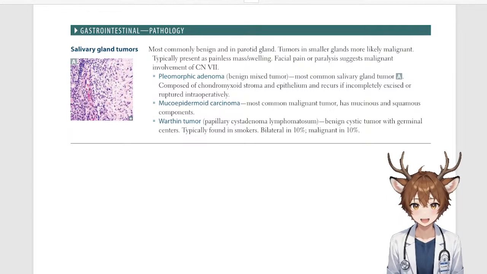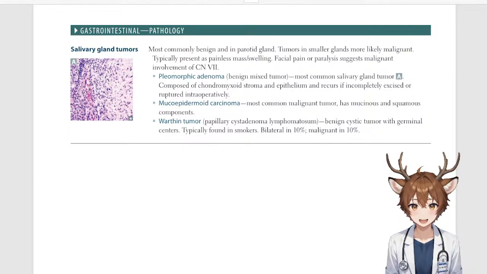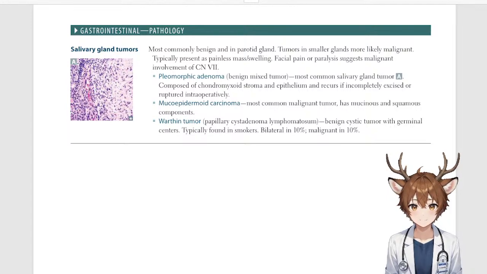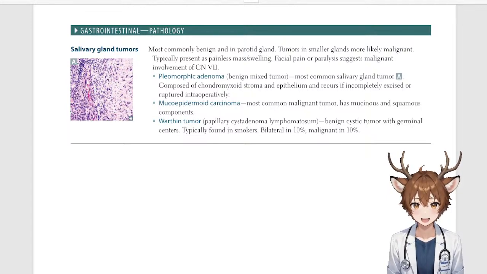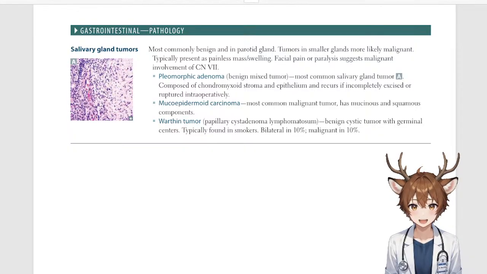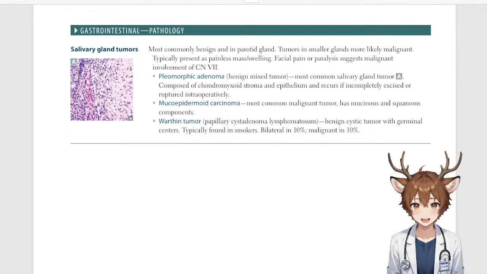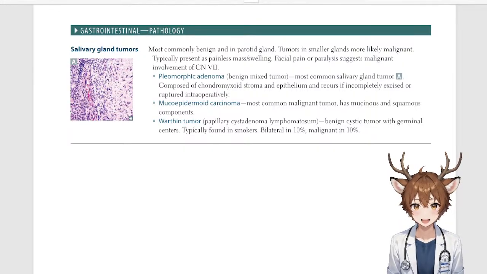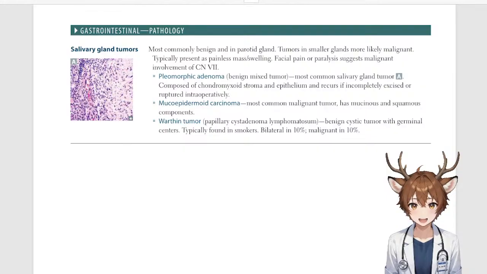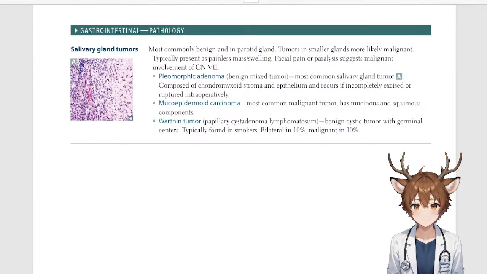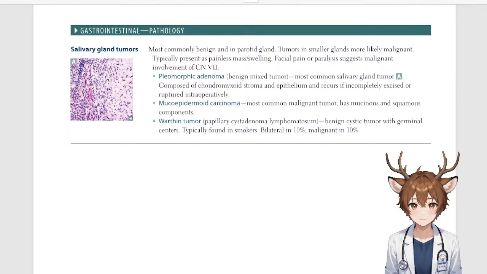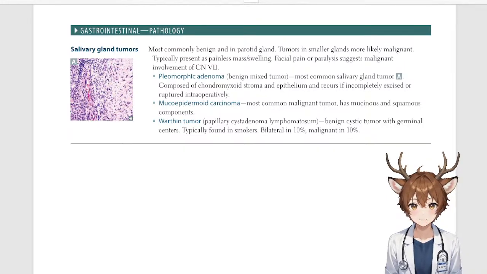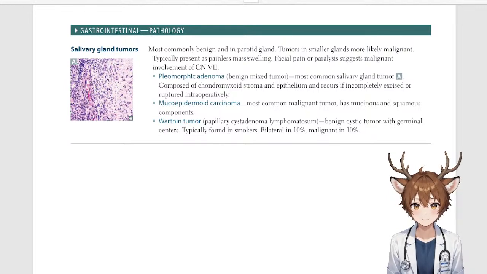What about a Warthin tumor in particular? Warthin, that's W-A-R-T-H-I-N. Papillary cystadenoma lymphomatosum. Okay, I can see why it's called Warthin tumor, it's a little bit easier to understand, a little bit shorter name. It's a benign cystic tumor with germinal centers, may be bilateral or multifocal, typically found in people who smoke. And here's a little learning device: Warriors from Germany love smoking. Okay, so that's a Warthin tumor, germinal centers, found in smokers.